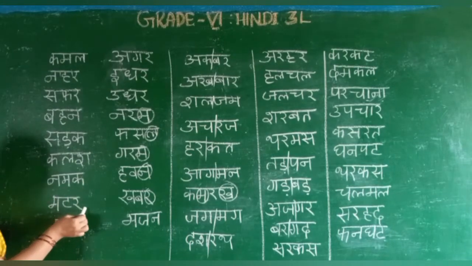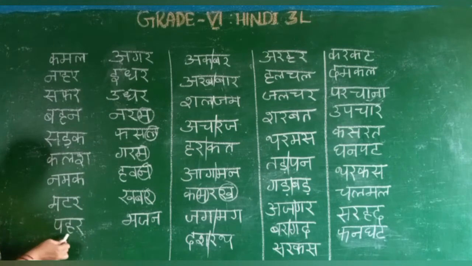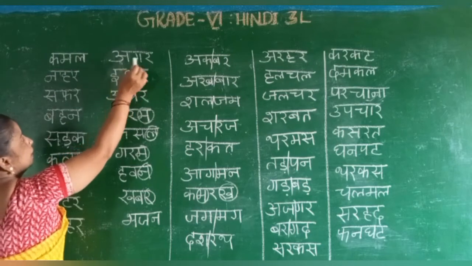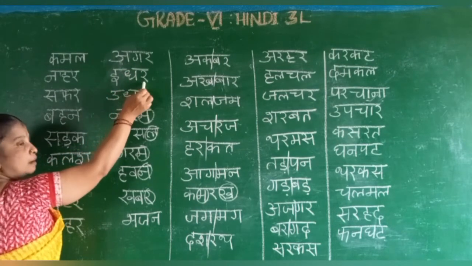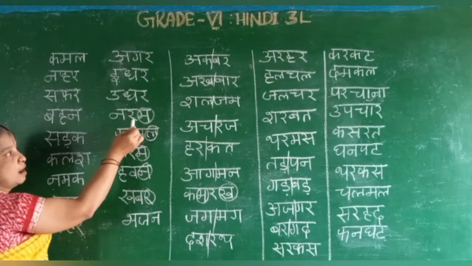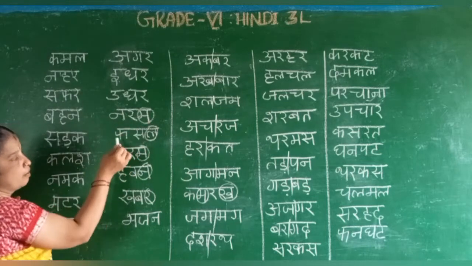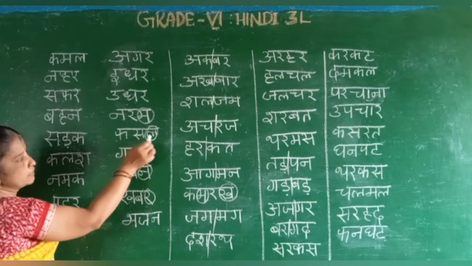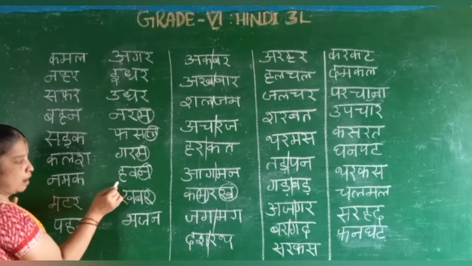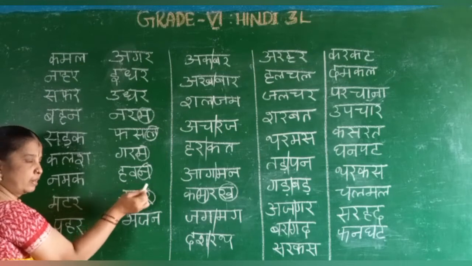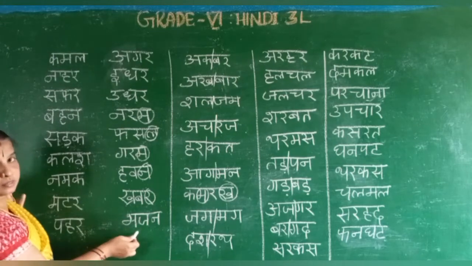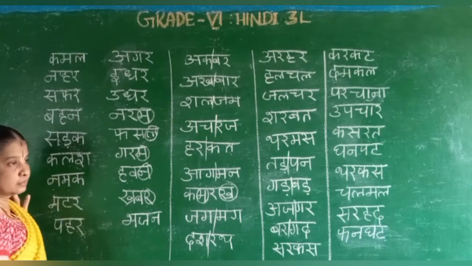Ma, ta, ra, matar. Pa, ha, ra, pahar. Agar. Idhar. Udhar. Naram. Fasal. Garam. Havan. Khabar. Bajan. This is a 3-letter word.